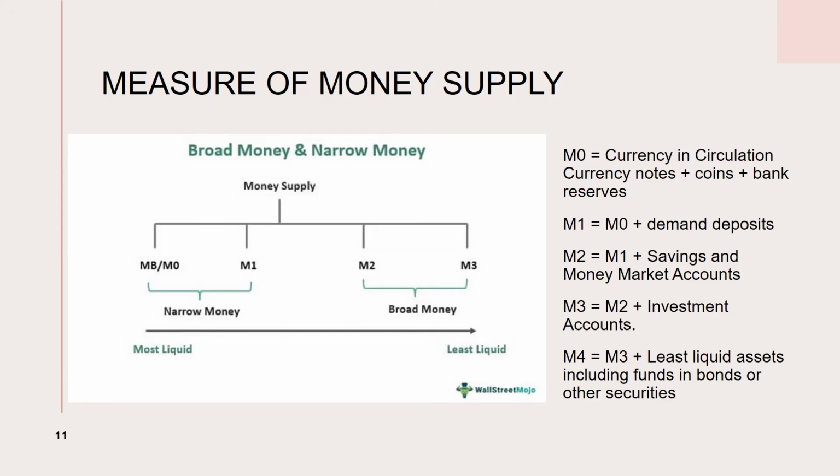M2 is everything that's in M0 and M1, but also savings and money market accounts. These accounts will take a little while before you can take the money out to be able to get it immediately. So it's not as liquid as M1 or M0. So M2 is actually considered broad.